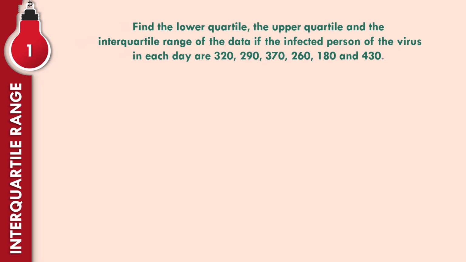In example number 1, find the lower quartile, the upper quartile, and the interquartile range of the data if the infected persons of the virus in each day are 320, 290, 370, 260, 180, and 430. So let us arrange those numbers in ascending order from lowest to highest. The lowest is 180. So we need to write 180. After 180, that is 260, and then 290, 320, 370, and 430.